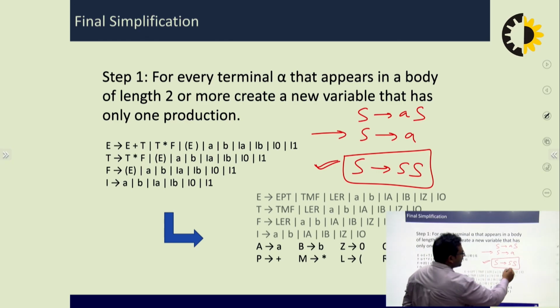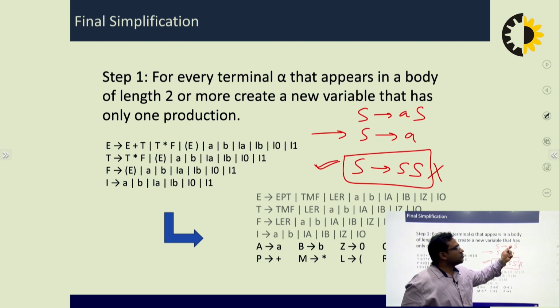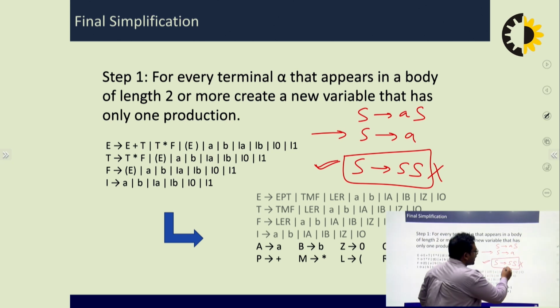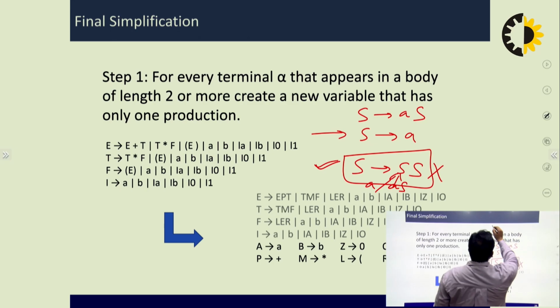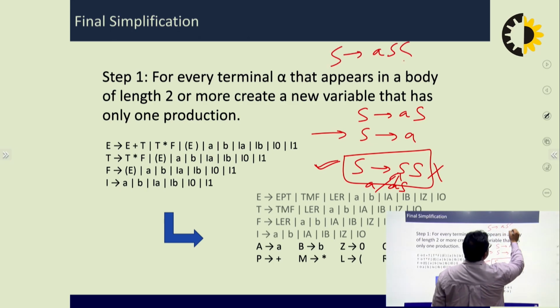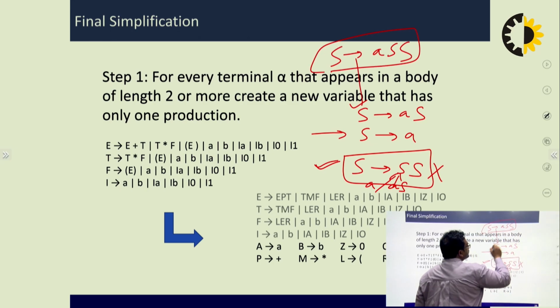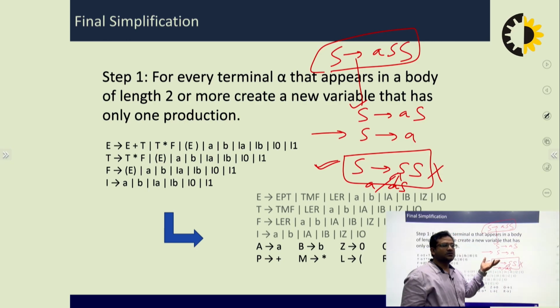But this is the wrong way. Why? Because if you put S in the place of A, there is one more production, S tends to AS. So this S has two values: either you can put A or you can put AS. When you put A, we receive this production. But if we put AS here, we can generate a new production, that is S tends to ASS, which is not given in this particular question. That means the machine is working wrong, right? So what do you have to do?